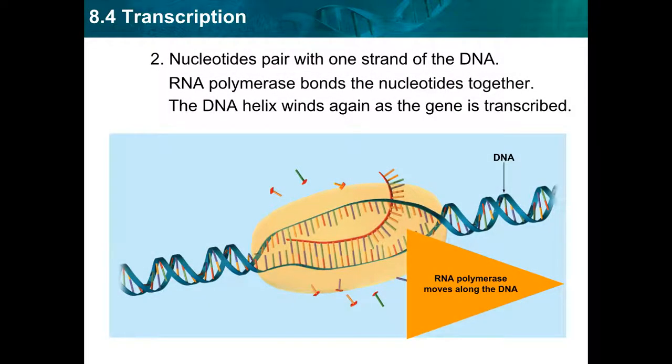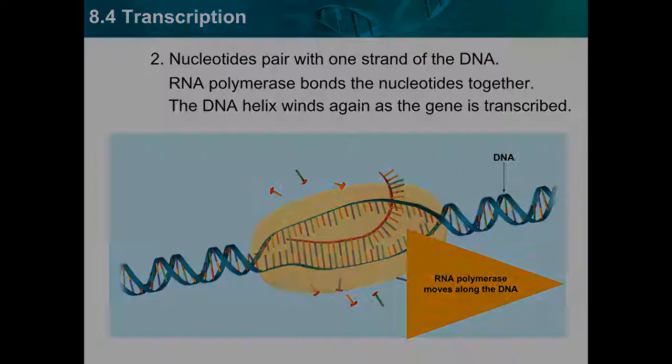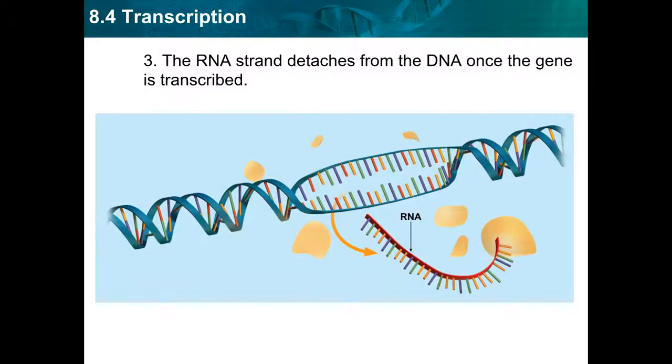Next, free-floating nucleotides will pair with one strand of the DNA. RNA polymerase bonds the nucleotides together, and the DNA helix winds up again as the gene is transcribed. Finally, when it's done, the RNA strand will detach from the DNA.